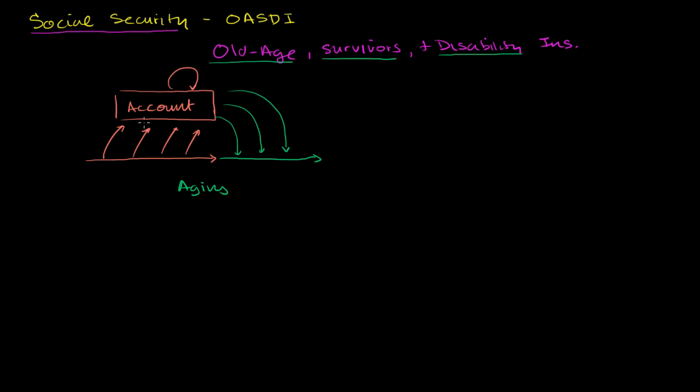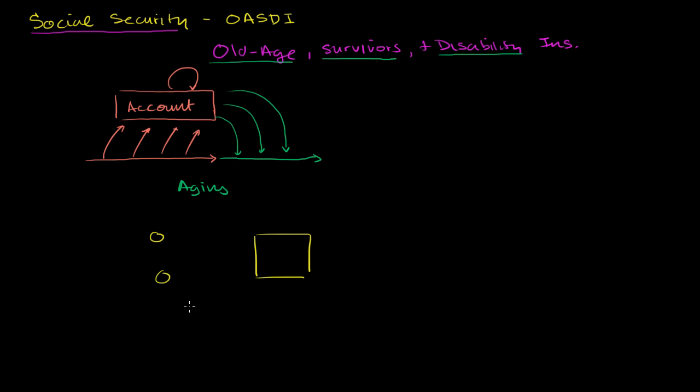Social Security is not this. When you pay the FICA tax, and we'll talk about that in more detail in future videos, you are actually not putting it into a little separate account that you will then tap into later. You are actually, for the most part, paying current retirees or survivors or people with disabilities, you're paying their benefits. So the way Social Security works is more like this.